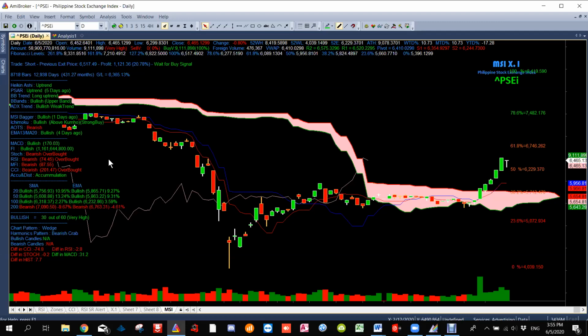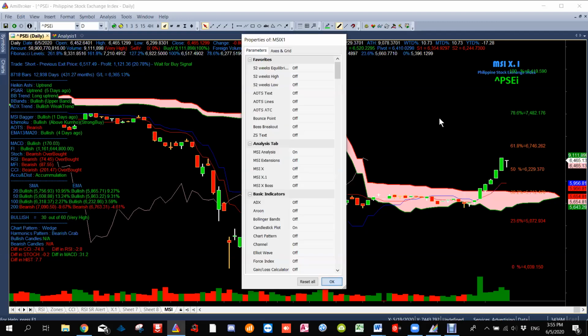Okay, so our next one is the Aots. Let's close Ichimoku. Here it is. Oh, it's actually below.